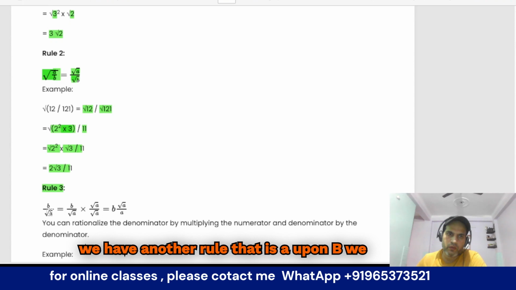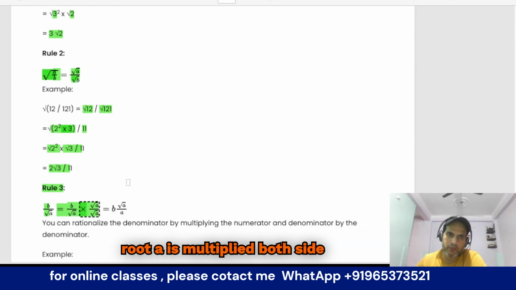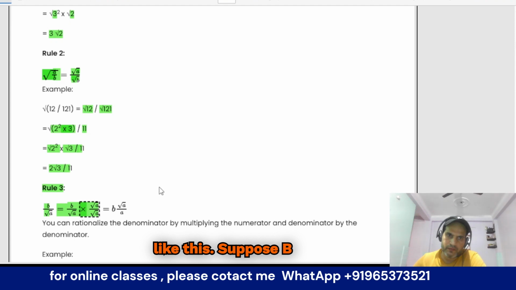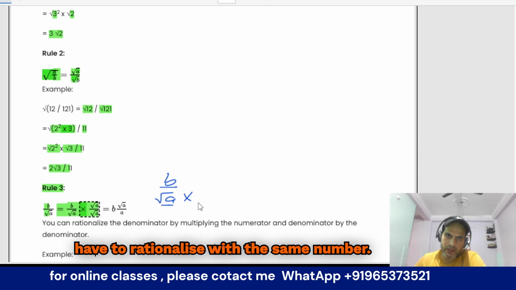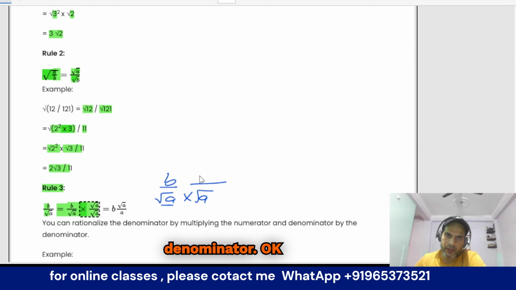We have another rule, that is a upon root b. We can rationalize it by multiplying the same number in the numerator and denominator. So the same number, root a, is multiplied on both sides, like this. Suppose b upon root a is here, so we have to rationalize with the same number. We have to multiply numerator and denominator. Okay.